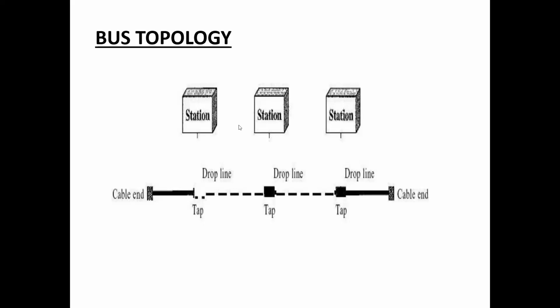Here the stations, or nodes, are connected to this cable by using drop lines and taps. Here a drop line is a connection between the station and the cable.